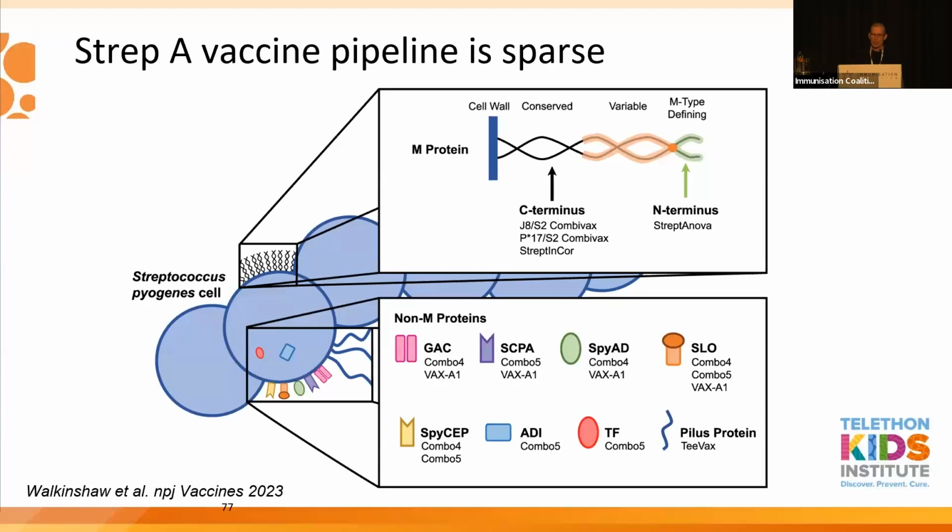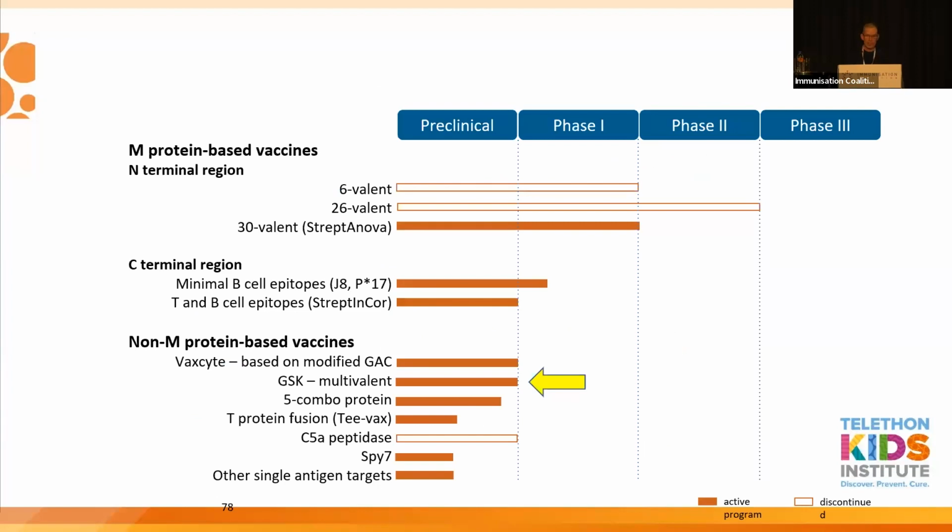The non-M type proteins are highly conserved, and a number of them are shown there. And just to highlight to you, the streptolysin O, so the SLO, and the SCPA and the SPIAD, they're all part of a number of vaccine candidates. But unfortunately, at this stage, there's no active vaccine program which has got past phase 1 trials into phase 2 trials. And so the furthest was a 26 valent M-type protein, which got through to a phase 2A trial. That group are still developing their 30 valent M-type vaccine.